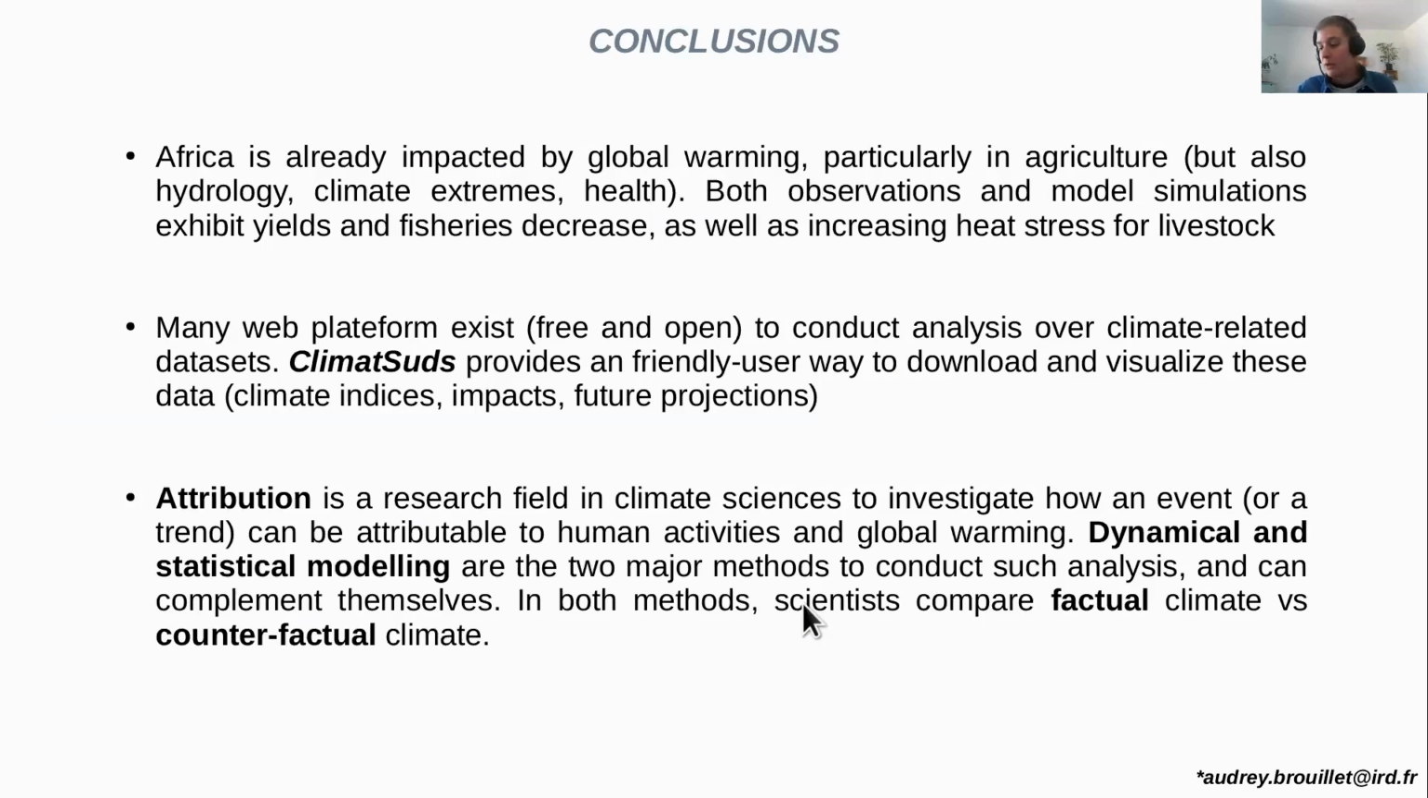To conclude fast, I'm sorry, I really need to go fast here. Africa is already impacted by global warming, and it is visible in historical climate observations, in situ observations, satellite-based information, and also in climate simulations and impact simulations. It is the case in agriculture, but not only; there are other sectors that are adversely affected. A lot of web platforms have been used, and some of them provide friendlier and more accessible access to such data and visualization.